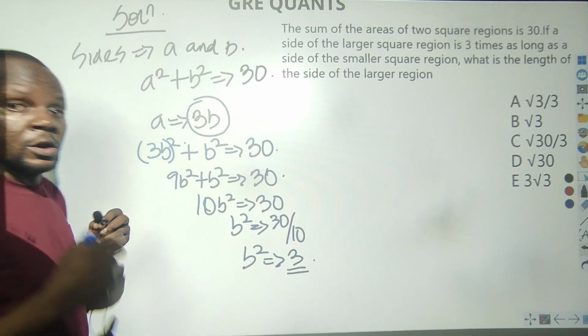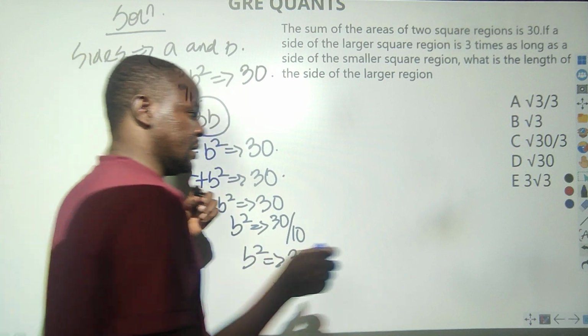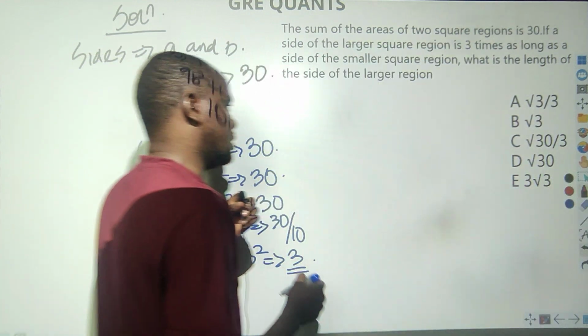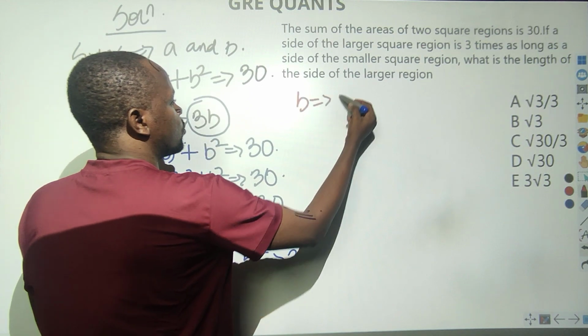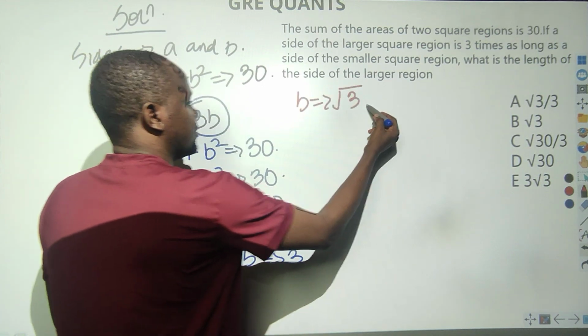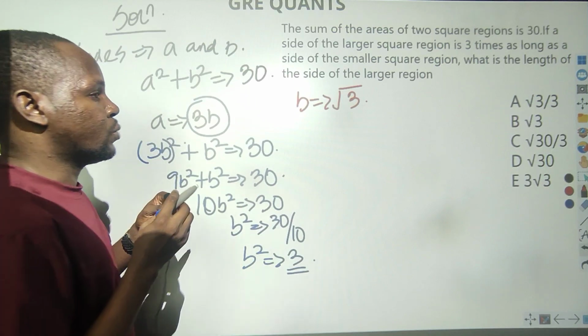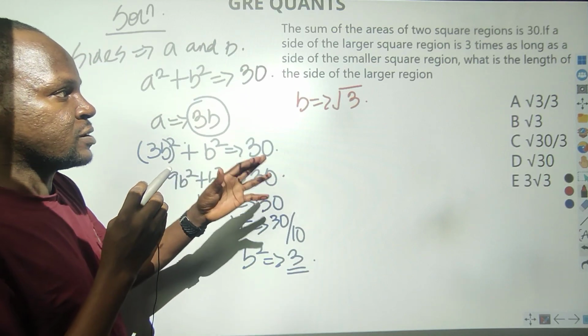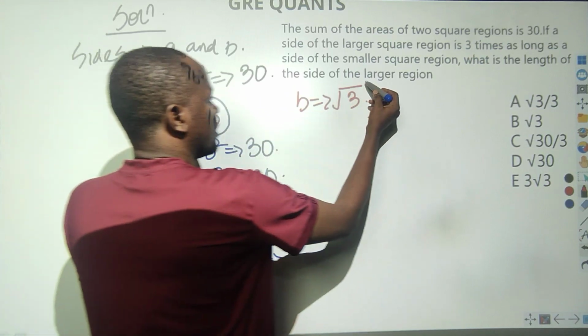Now, I hope I'm not cutting. So now, if B squared is equals to 3, we can get the value of B. So B will be equals to what? Square root of 3. That is taking the square root of both sides. That's what I did. So now, the question did not ask you for the shortest or the smaller square, but asks for the dimension of the larger square.